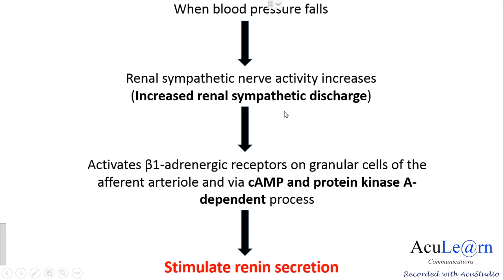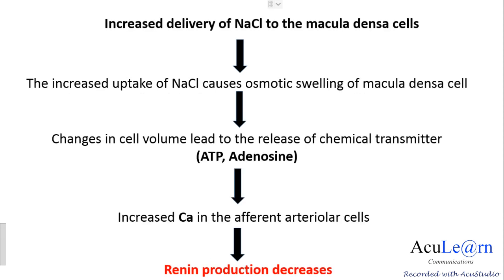So, sympathetic discharge will activate the beta-1 adrenergic receptors, and this would increase the cyclic AMP dependent process in the granular cells of the afferent arteriole, which will stimulate the renin secretion. The third mechanism is the sodium chloride level in the lumen.